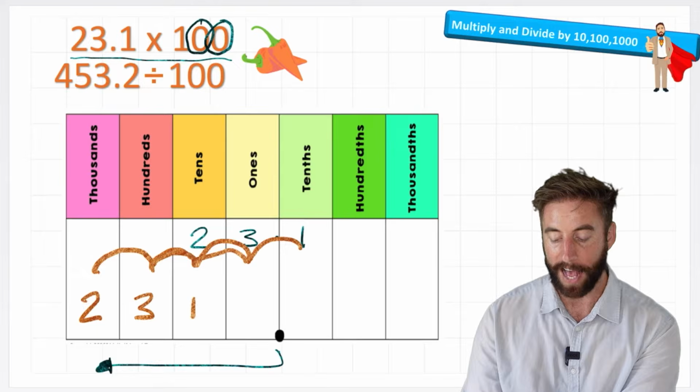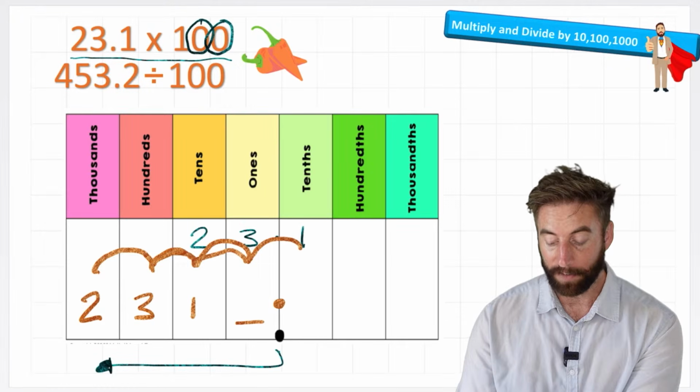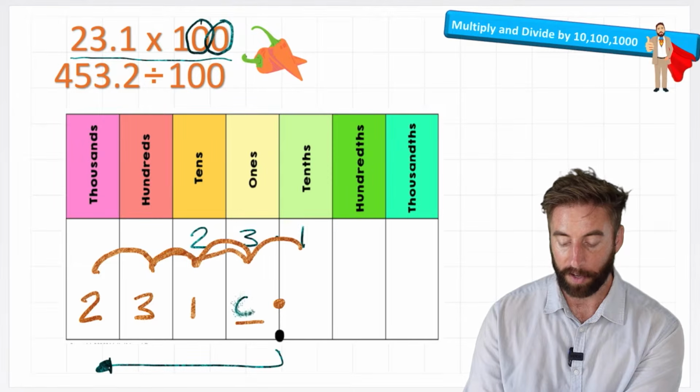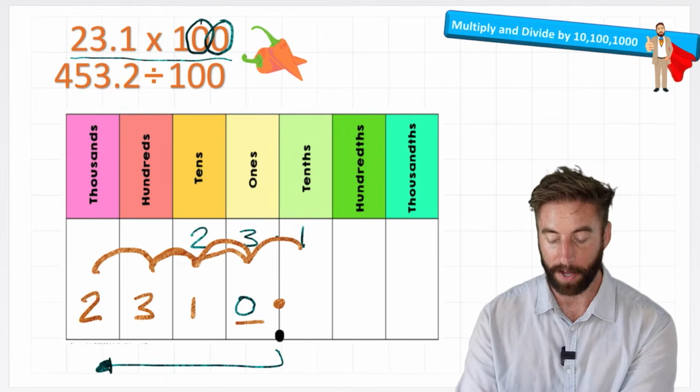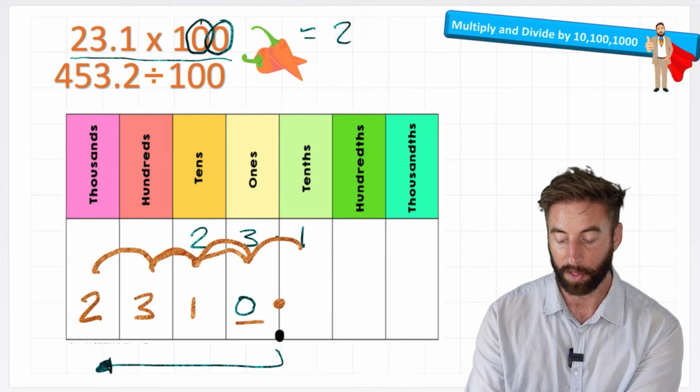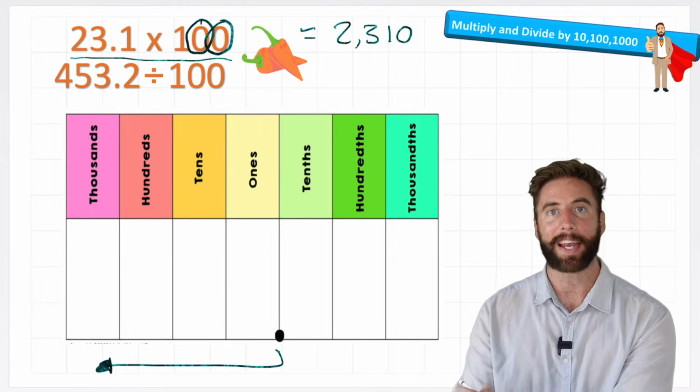But now I have this gap before the decimal, and I need to fill this gap, otherwise I won't have a complete number, so I'm going to fill it with a placeholder or a 0. Therefore, my answer to 23.1 times 100 equals 2,310.